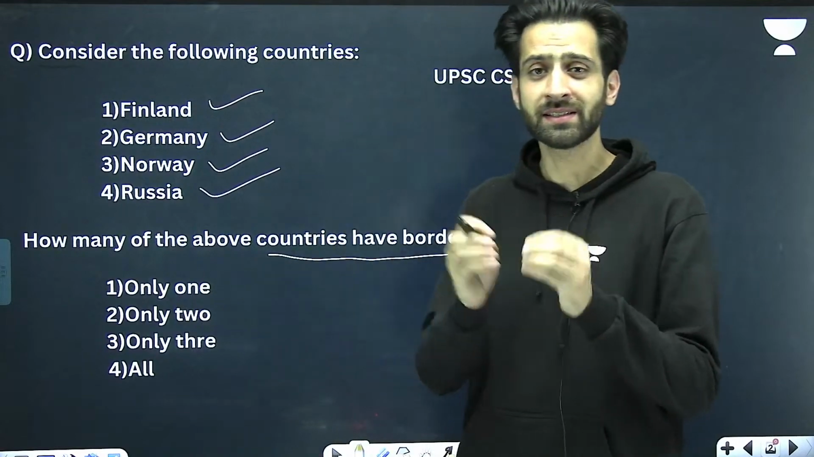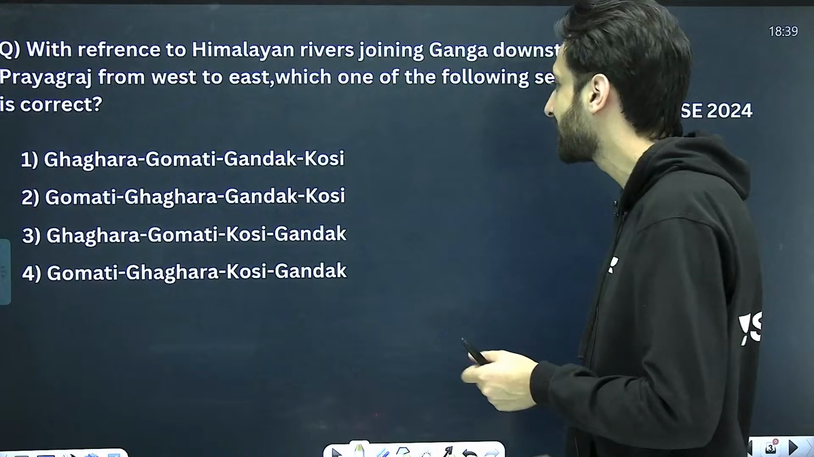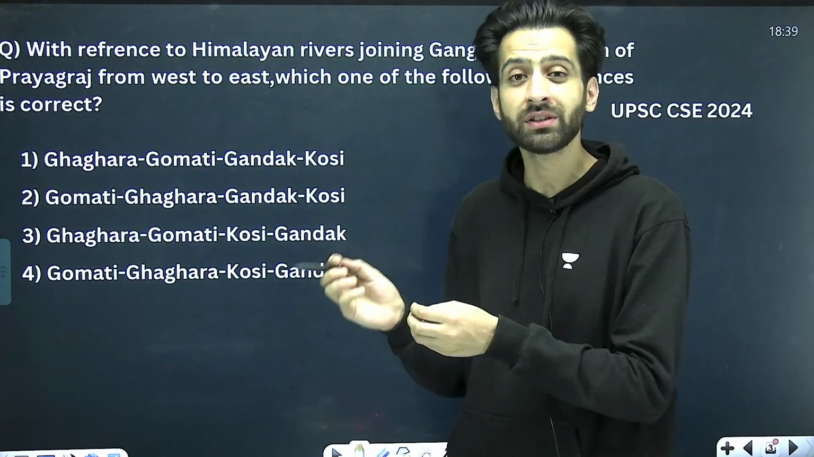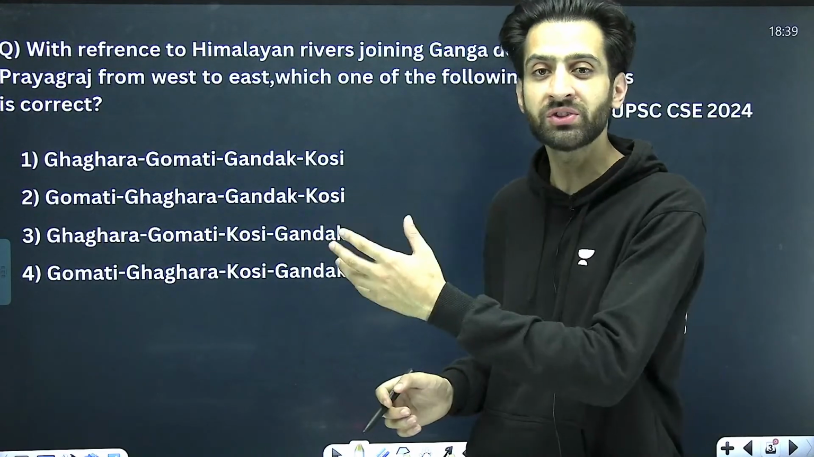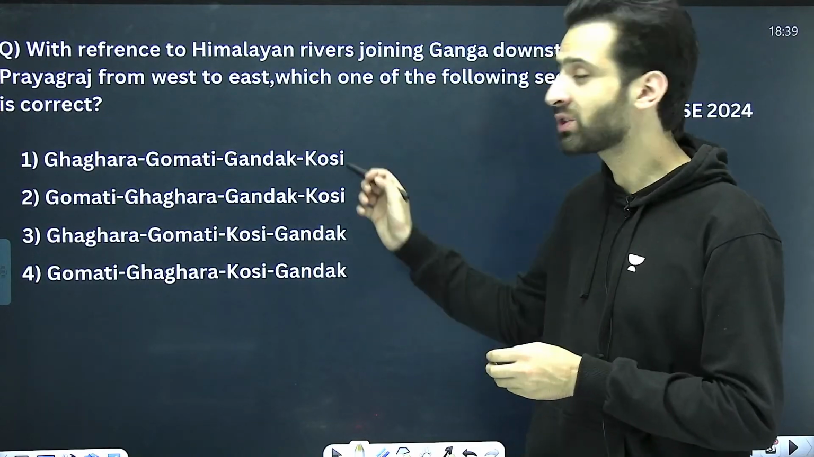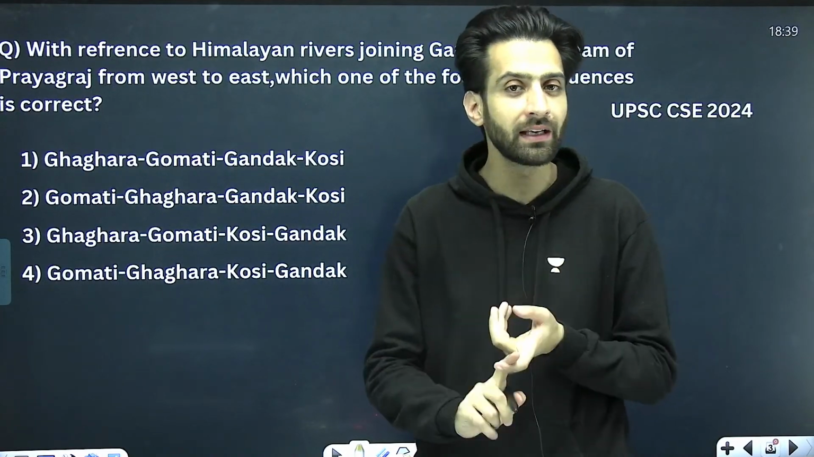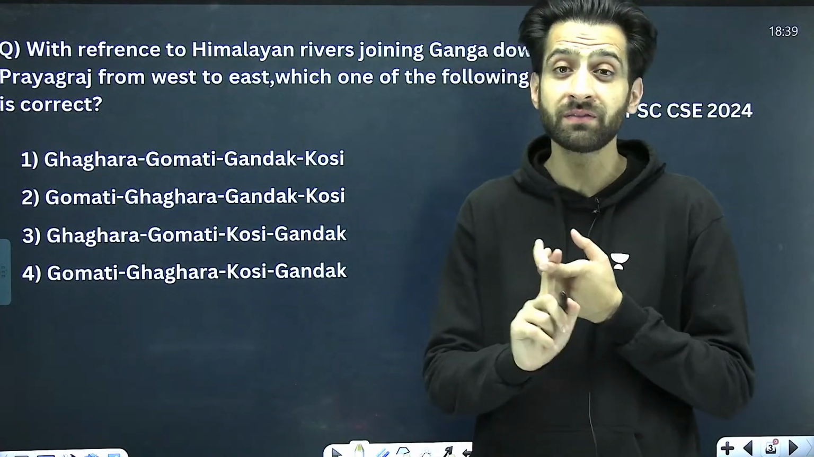And today, let us start with this question. After that, you have another question from mapping as well, asking you to arrange the tributaries of Ganga from west to east. Again, it will need knowledge of mapping. So we'll be dealing with two important things. First the political map, and second the physical map.